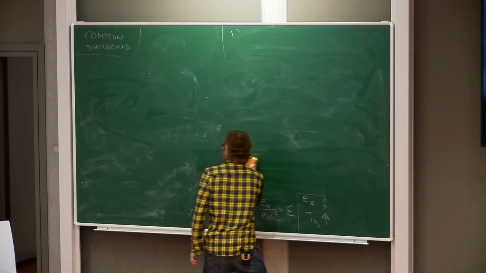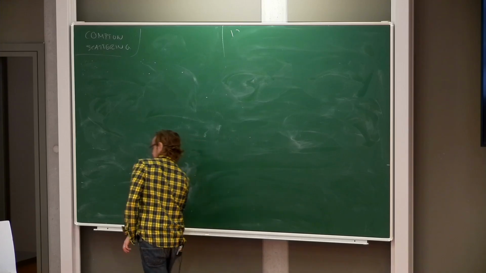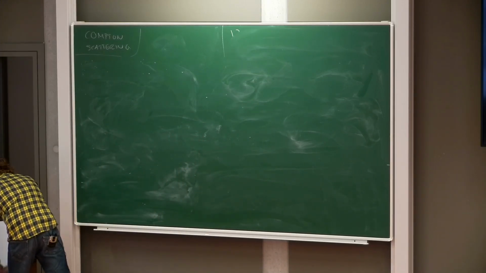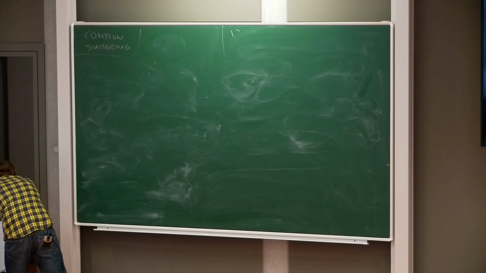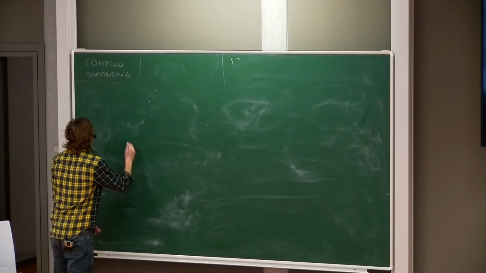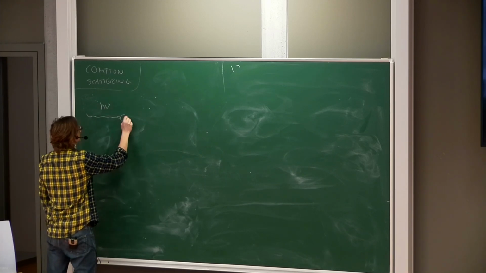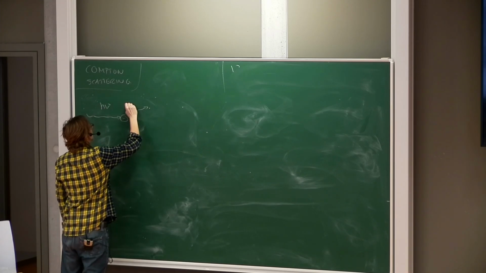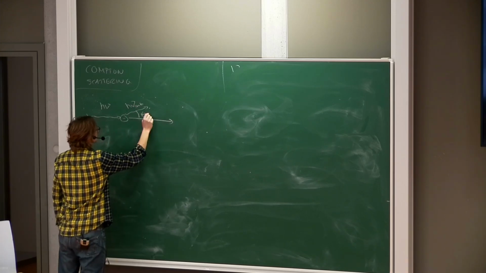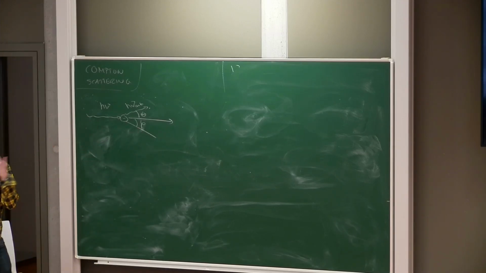Now, the second part of the story. So, if we go back to our picture, nu, electron, h nu out, plane theta, plane phi. We call this the inverse.